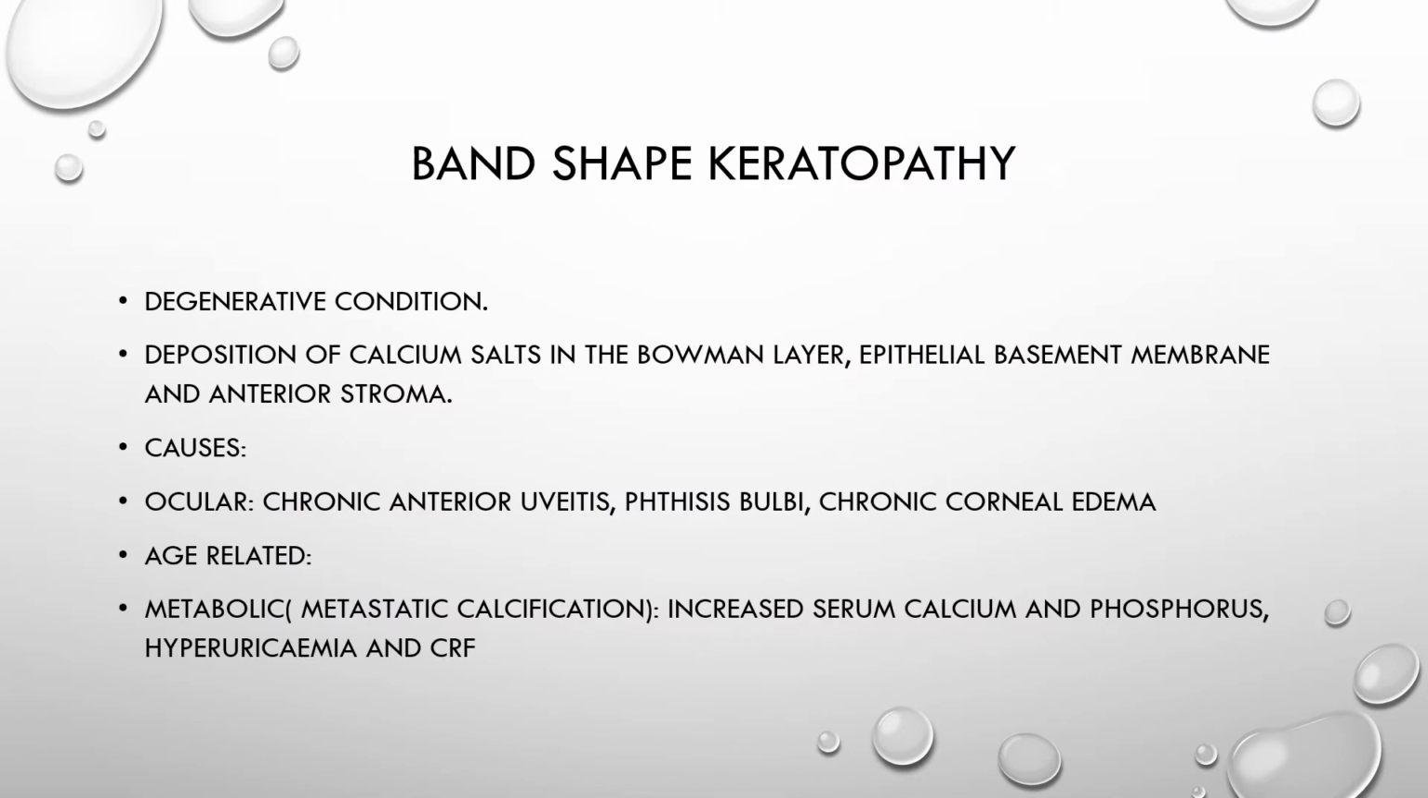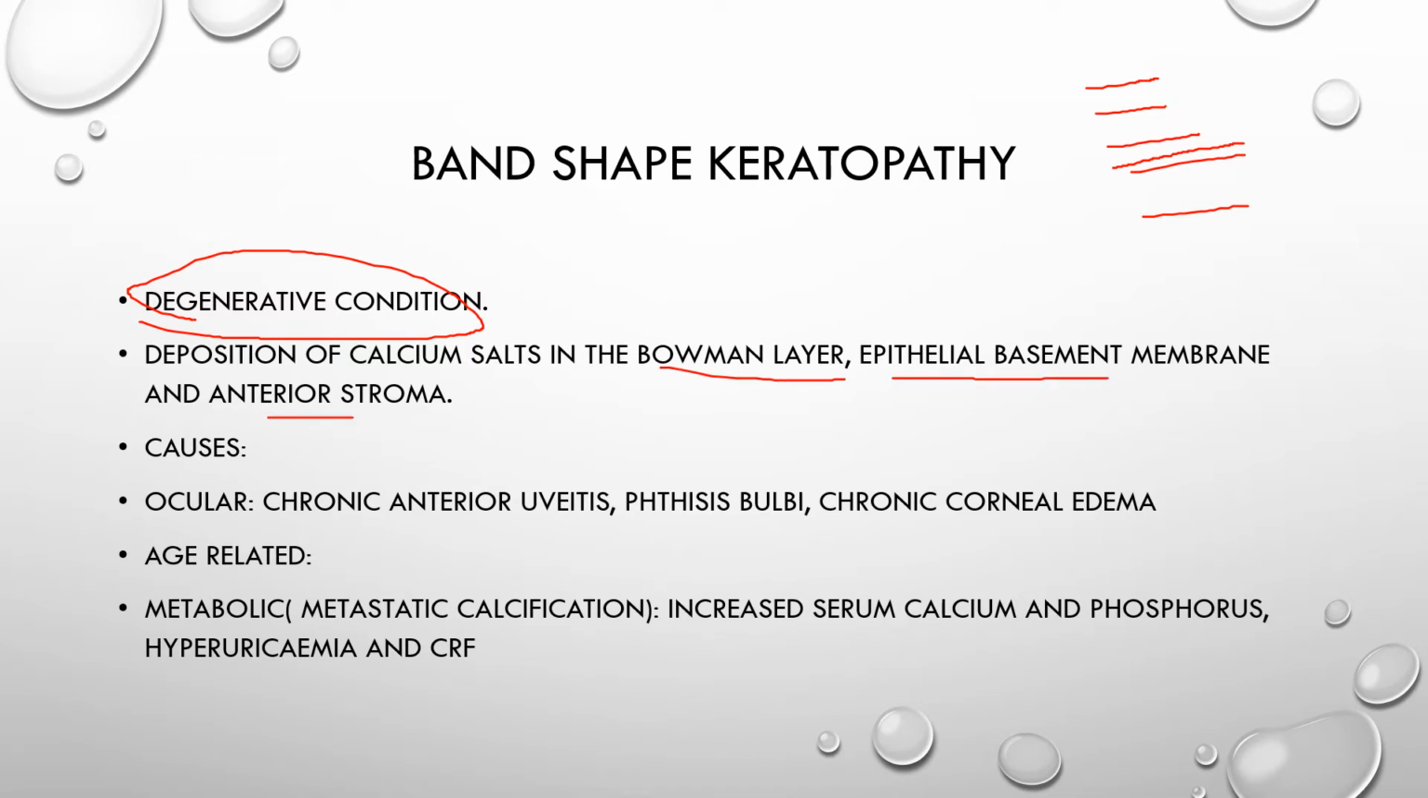It is basically a degenerative condition. The cornea has 5 layers: epithelium, then the Bowman's, then the stroma, the Descemet, and the endothelium. Just above the Descemet, there is a pre-Descemet layer, or the Dua's layer. In the Bowman's layer, or in the epithelial basement membrane and in the anterior stroma, there is deposition of calcium salts, and this causes the development of band-shaped keratopathy.